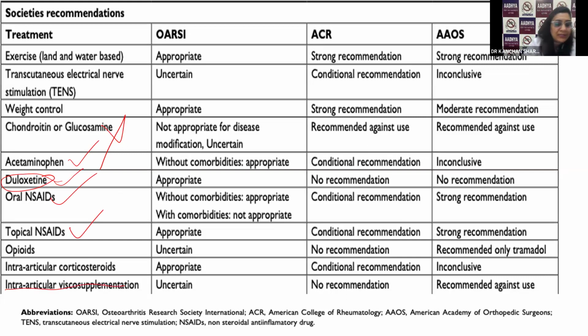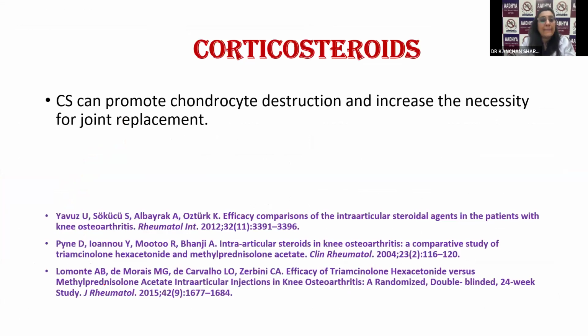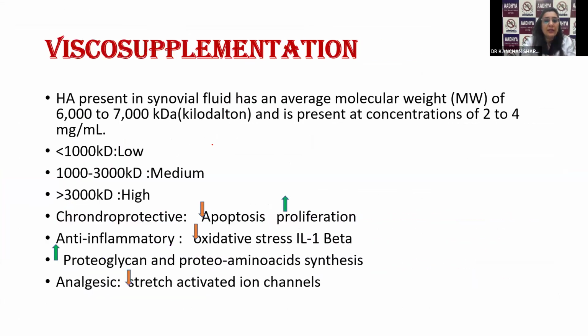And then viscosupplementation, though we do not have a recommendation by any of the societies, still there are many research papers and they have said that viscosupplementation, though it's an off-label use, has got very good results when you are injecting the HA, hyaluronic acid, along with your PRP. Okay, so these are the few articles. They have laid the importance of what exactly I have told you regarding corticosteroids. Then this is about the viscosupplementation.